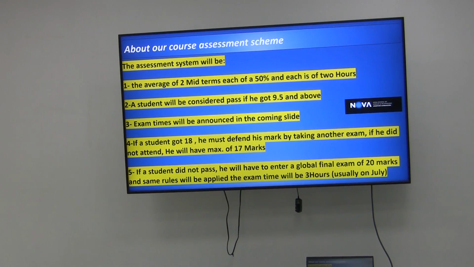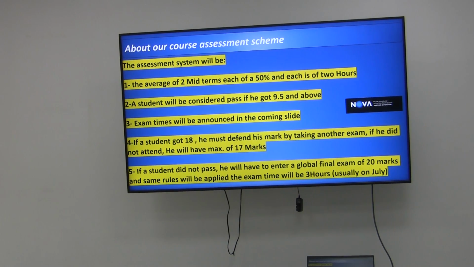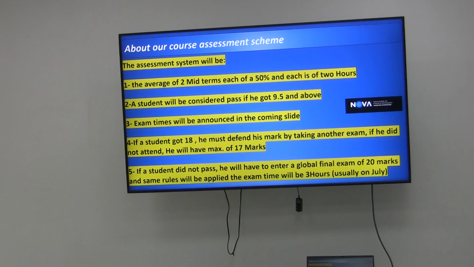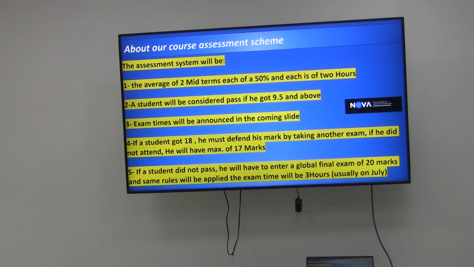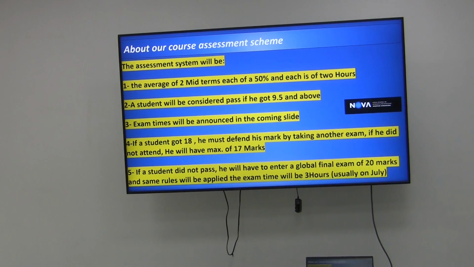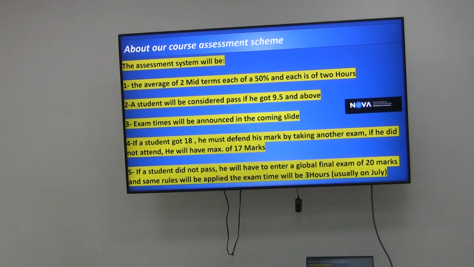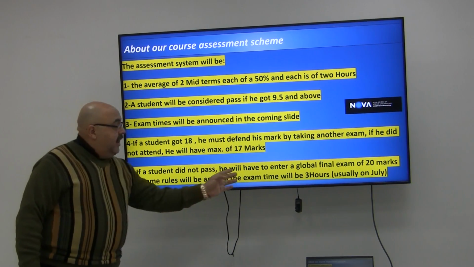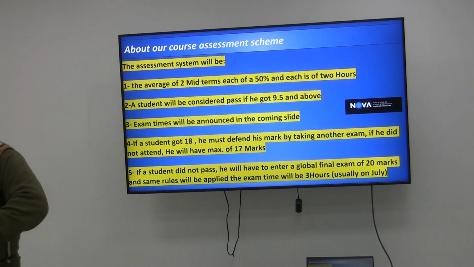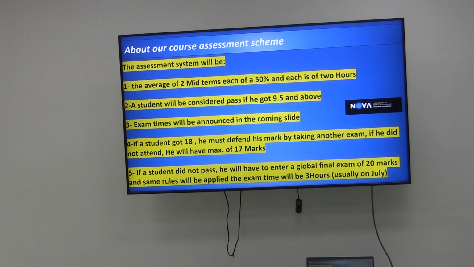So if Ziad got 19 in both terms, and I'm sure he can do it easily, then he will have to have another exam to defend this grade. If he didn't show up, or he didn't attend, or he didn't want to, we will cap the 19 to be 17. Very good. If a student didn't pass, he will have to enter a global final exam, covering the contents of the first and second midterm both together.